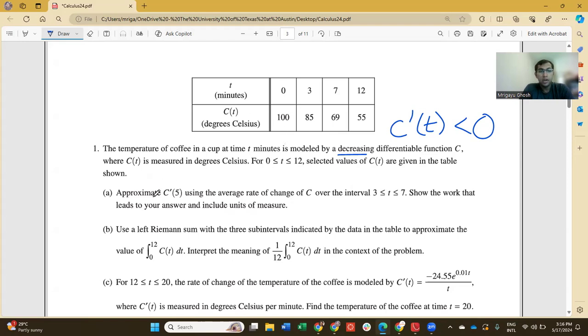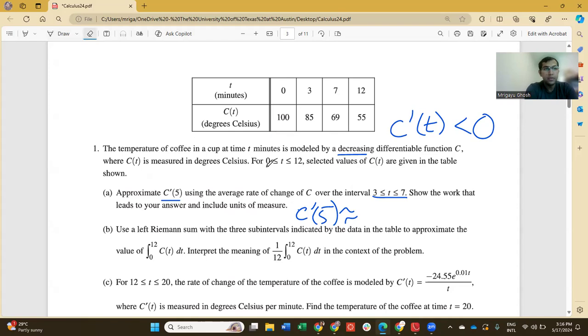Okay. Approximate c prime of 5 using the average rate of change of c over the interval from 3 to 7. So this is just a finite difference that we're going to write out, and this is just the slope formula. So c prime of 5 is approximately the rate of change of c from 3 minutes to 7 minutes. I'm going to underline the relevant points to choose, so 3 and 7.